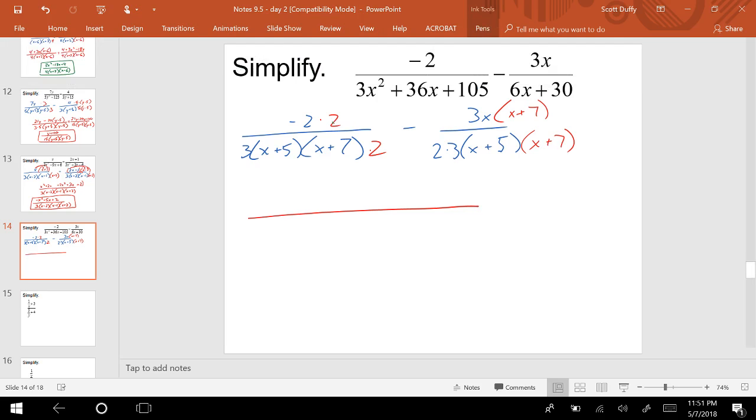Negative 2 times 2 is negative 4. Subtract all of this on the right. So 3x times x is 3x squared. 3x times 7 is positive 21x. All divided by 2 times 3 times x plus 5 times x plus 7.